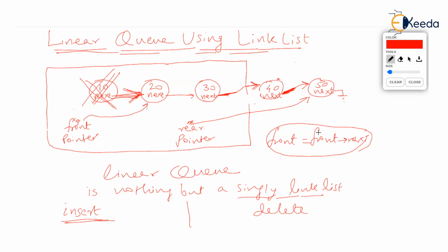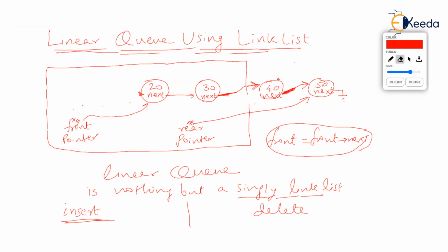But additionally, you can free the node 10 by calling some library function like free. You can release this memory. This facility was not there in the linear queue using array. You cannot clean up that element of the array, isn't it? But here you can actually return the memory back to operating system.